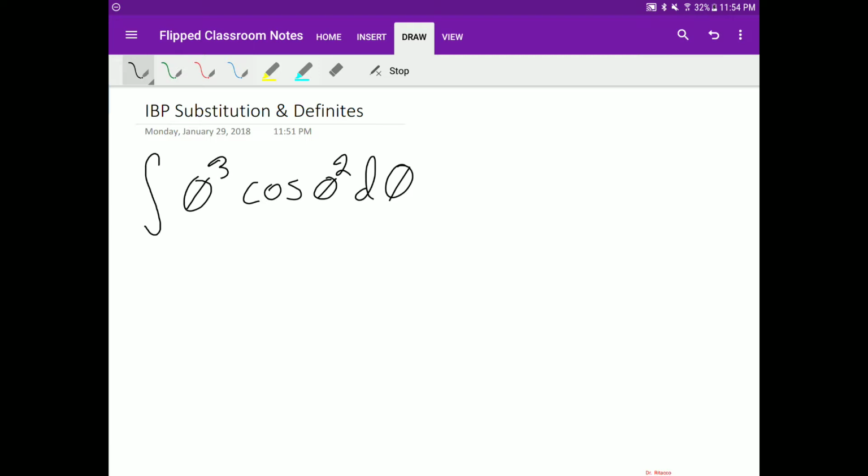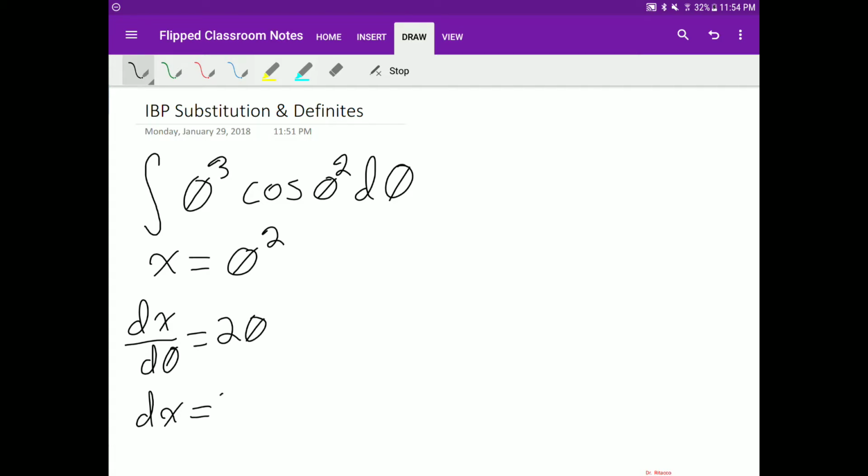Okay? So what I'm going to do is I'm going to set x equal to theta squared. Okay? If x is equal to theta squared, then dx d theta is equal to 2 theta, and dx is equal to 2 theta d theta.